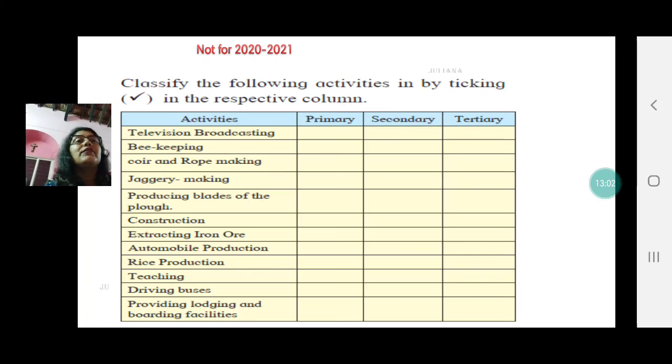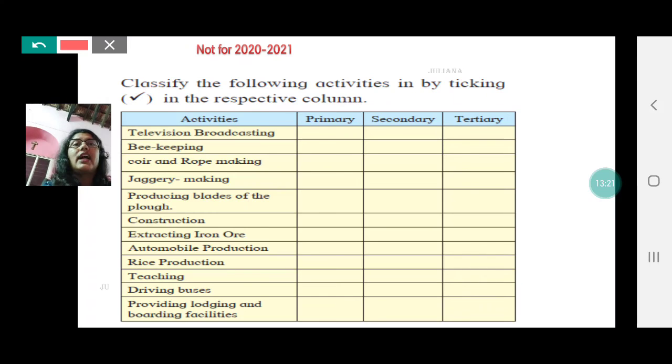Then classify the following activities by ticking in the respective columns. This is again not for your exam, but for understanding's sake, I would definitely teach it, because then your concepts become clear and you can understand the remaining part of the chapter.